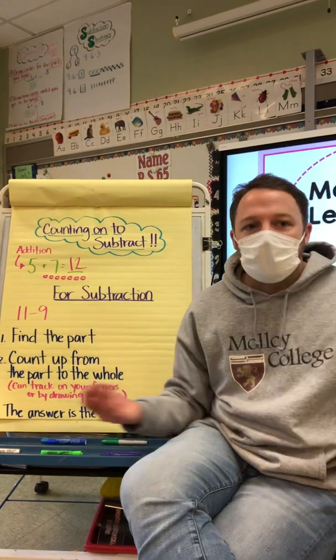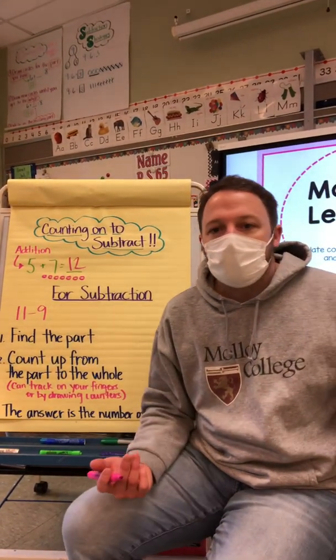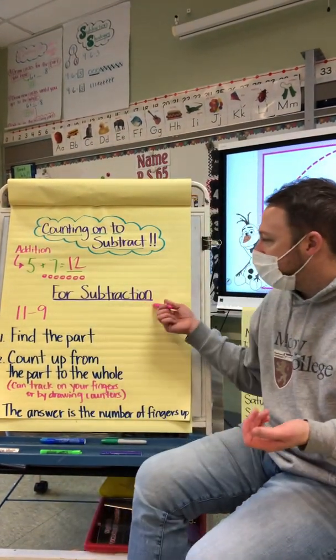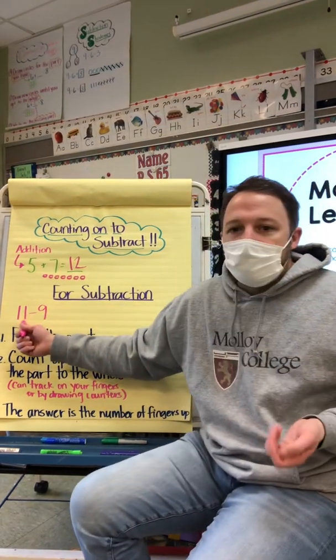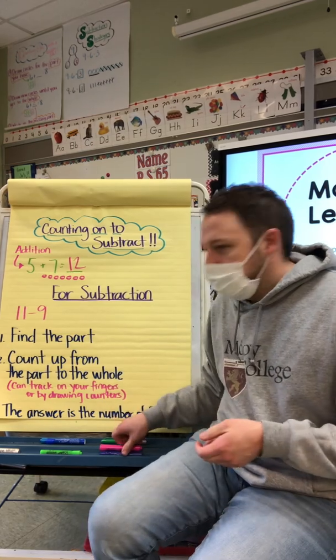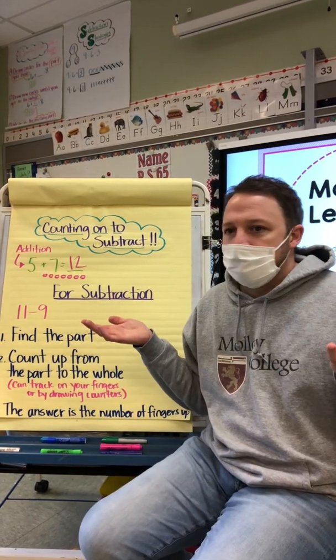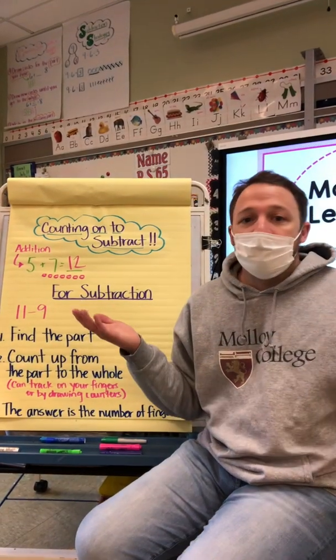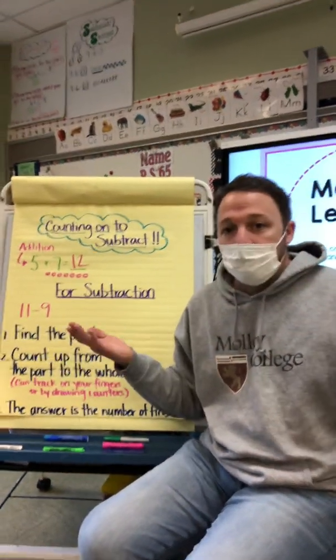But with subtraction, counting on is a little bit different, okay? So for subtraction, we're going to start with 11 minus 9. Now, I start with 11 minus 9 because do we have 11 fingers? No. If you have 11 fingers, nothing wrong with you.